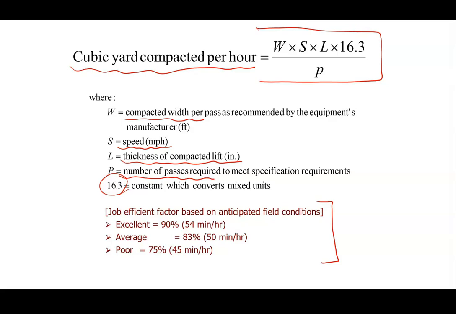So we cannot achieve the 100% of that number. Based on the job efficiency factor, we may be able to get 90% of that, 83% of that, or 75% of that.